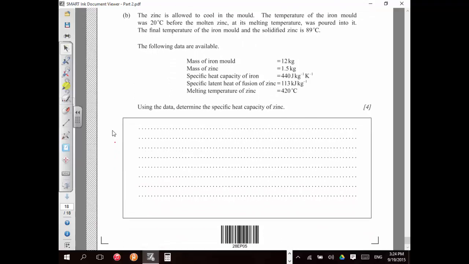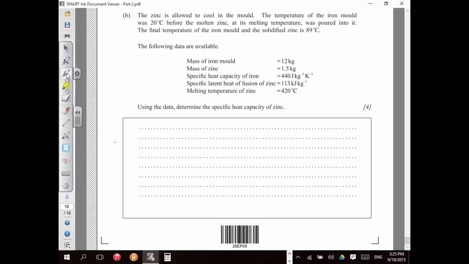Okay, B. The zinc is allowed to cool in the mold. The temperature of the iron mold was 20 degrees before the molten zinc, at its melting temperature, was poured into it. The final temperature of the iron mold and the solidified zinc is 89 degrees. And we're given all that information and use the data to determine the specific heat capacity of the zinc.